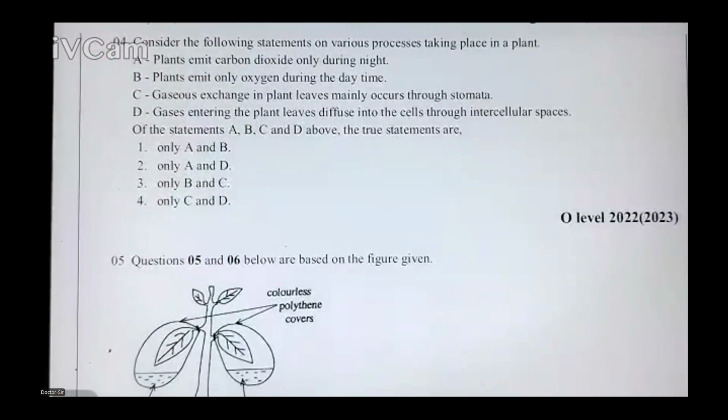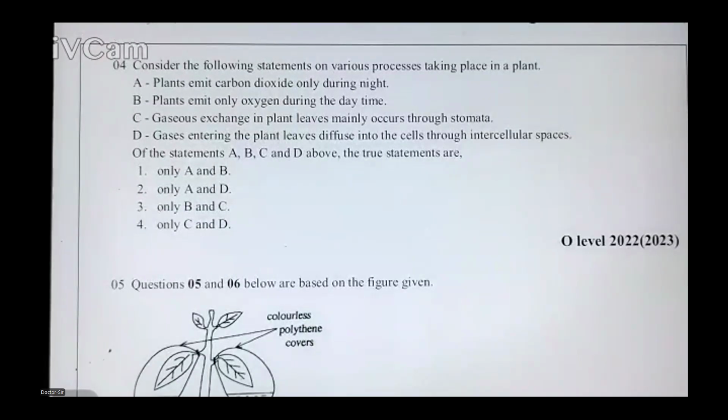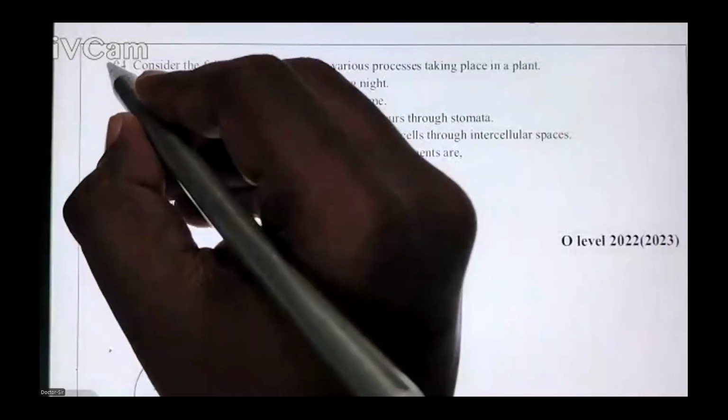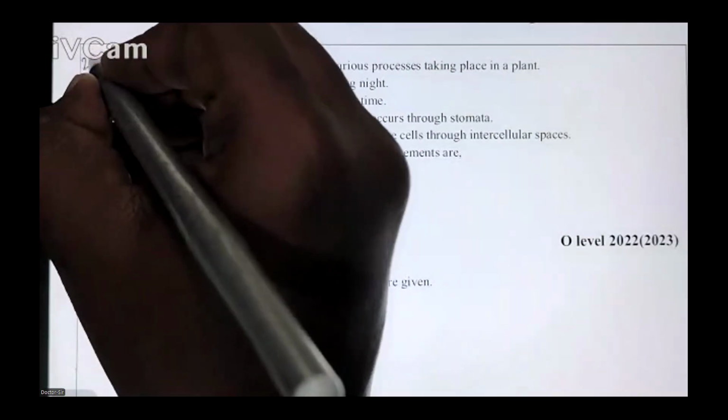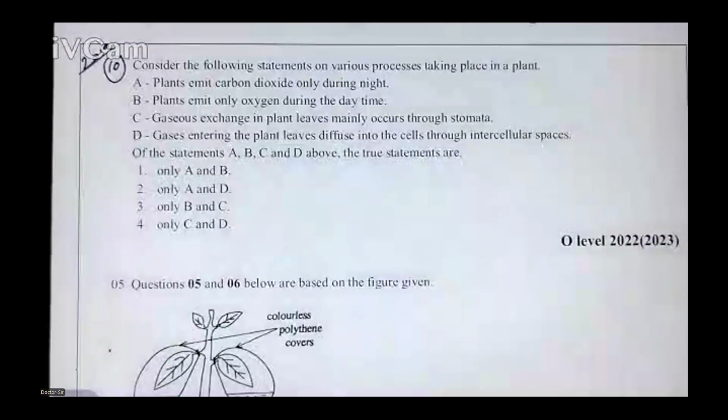Oh no, that is a 2019 question. Okay, so find out the 2019 paper. Whoever finds the question, please put it in the chat box. Question number 10. Yes, this is not question number 4. Now we can tell this is question number 10, 2019.